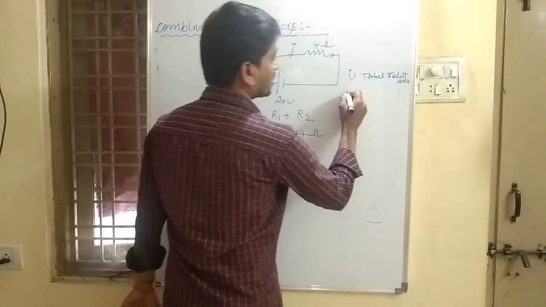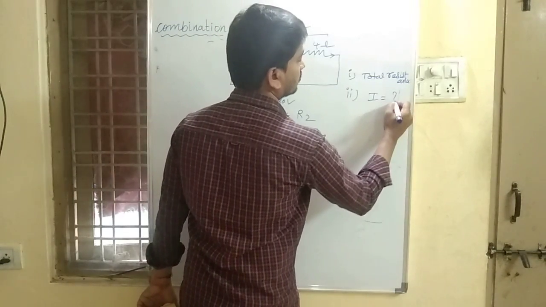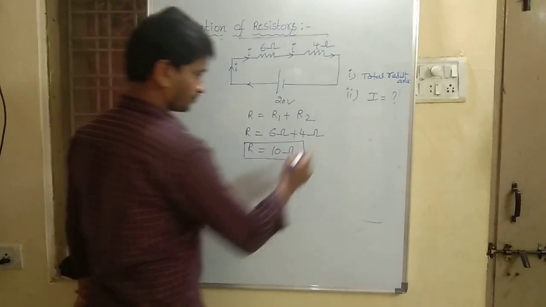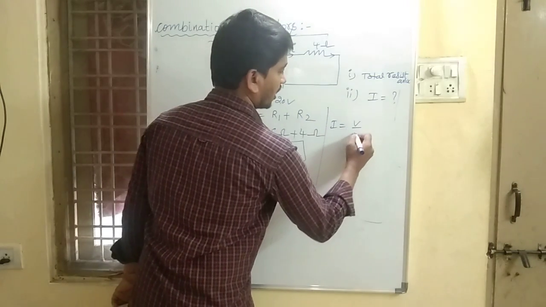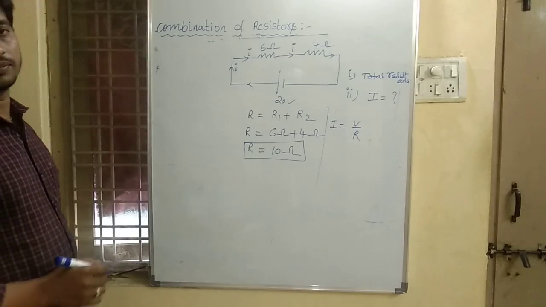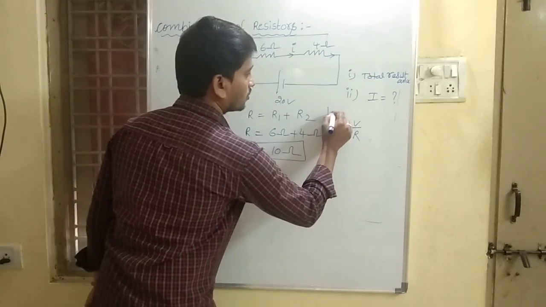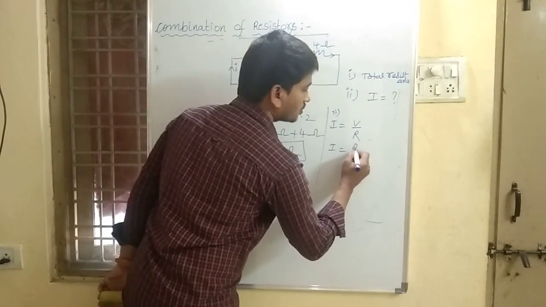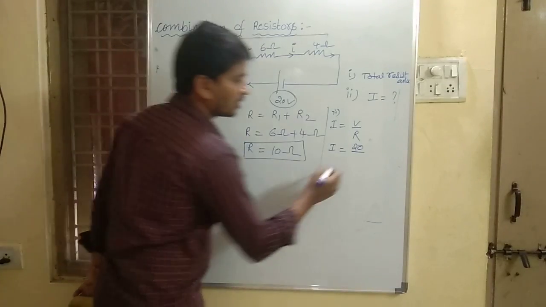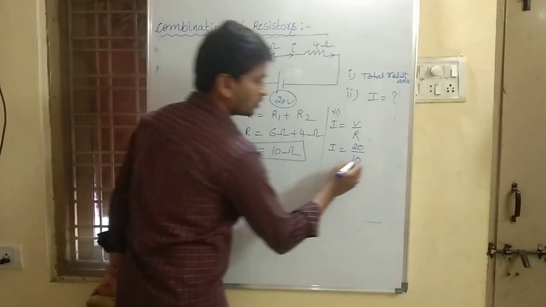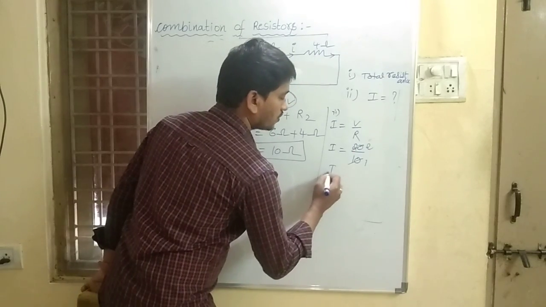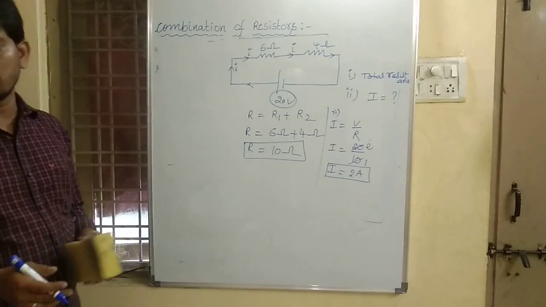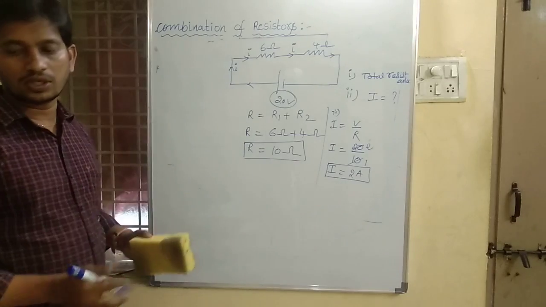They may also ask what is the current in the circuit. We have the formula I equal to V by R. What is V? It is maintaining 20 volts. So 20 by the resistance, which is 10 ohms. 20 divided by 10 is 2. So the current in the circuit is equal to 2 amperes. In this way, they may ask questions also. One more example.